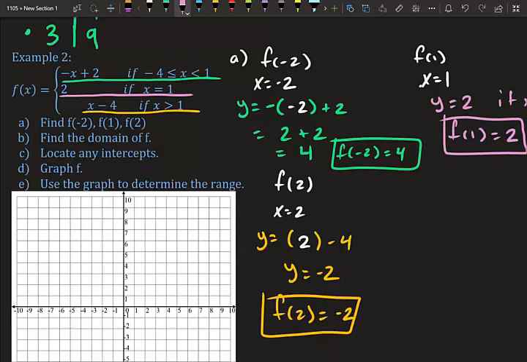Alrighty. So we did all that part A. Great. Now let's find the domain. So the domain, remember, we look at our first one and our last one. Since the first one is a compound, we have a start and a stop. So it starts at bracket negative 4, and then the last one goes to infinity.